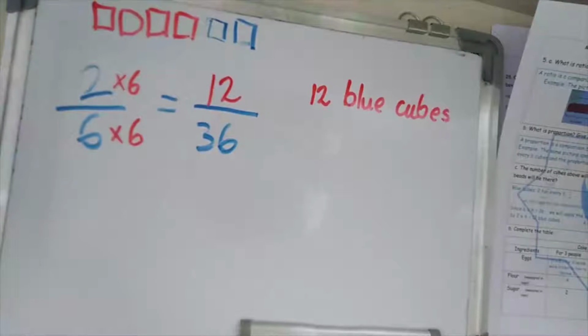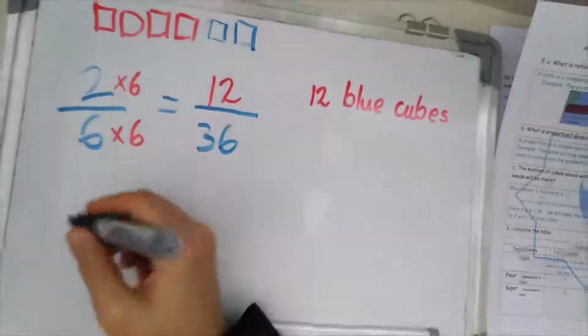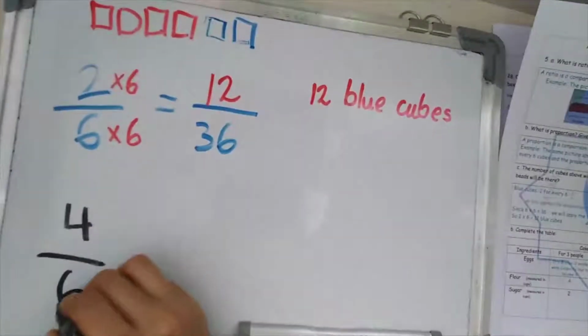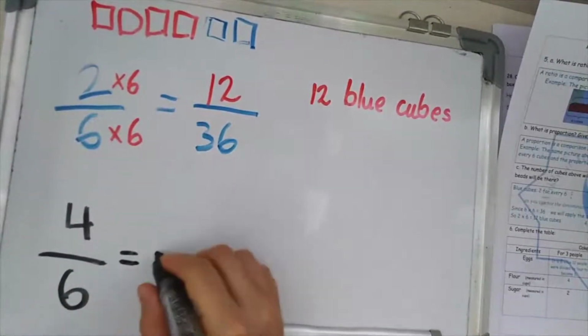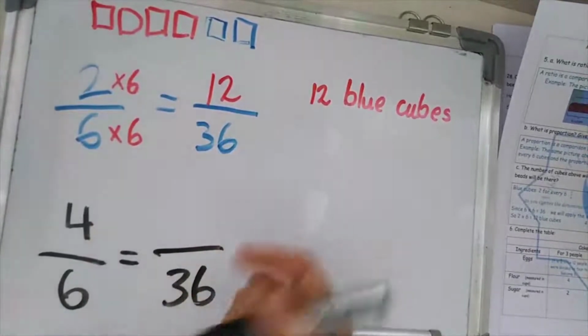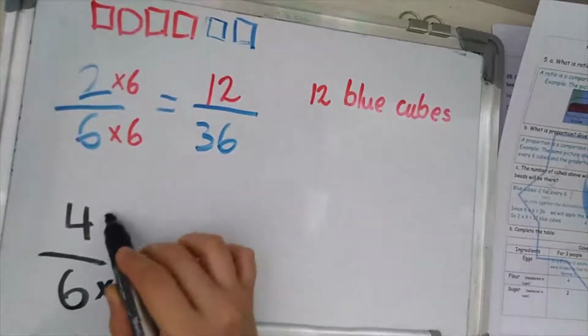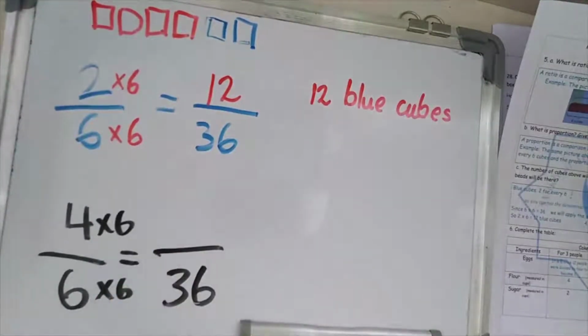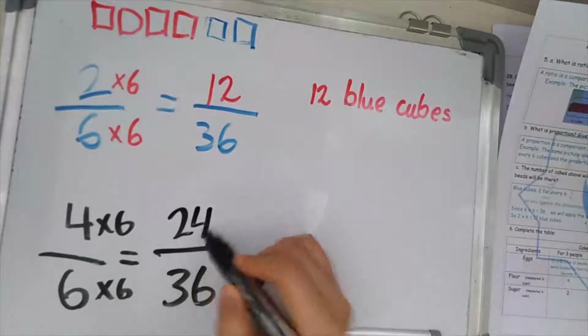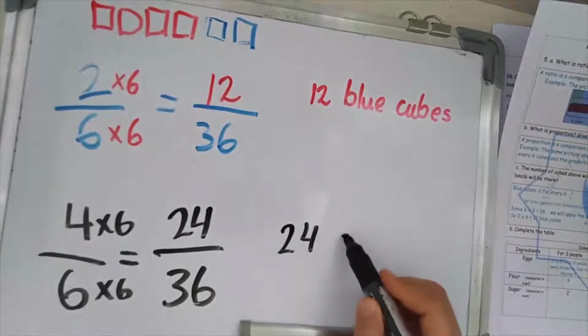What about the red cubes? Now I used the red marker for the blue cubes, right? What about the red cubes? I had 4 for every 6. What happens when these 6 turn into 36? I should think of what shall I multiply by, which is again 6 up and down. So 4 times 6 is 24. Okay, so 24 red cubes.